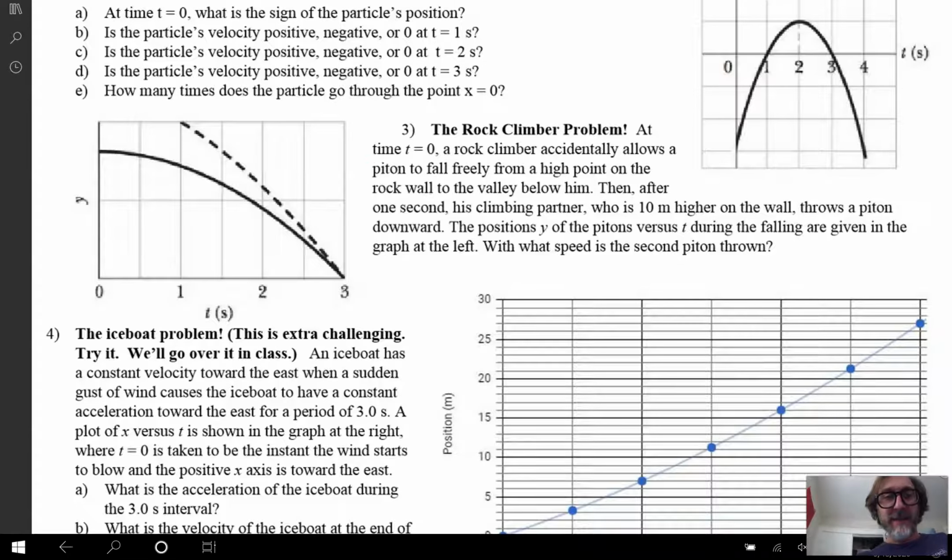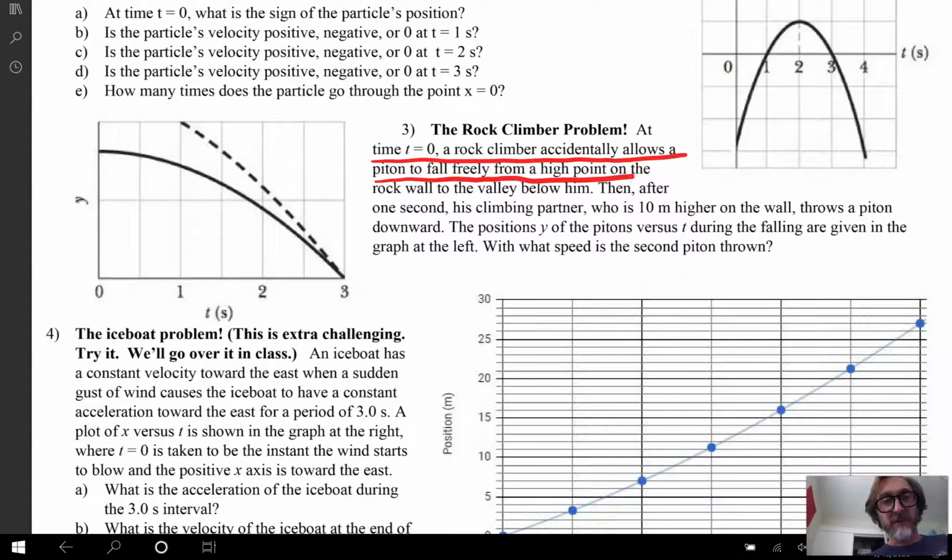It says that at time t equals 0, a rock climber accidentally allows a baton to fall freely from a high point on the rock wall to the valley below him. A baton is, I think, a thing that you stick into the rock to help you climb. But I guess you don't really need to know that to understand this problem.